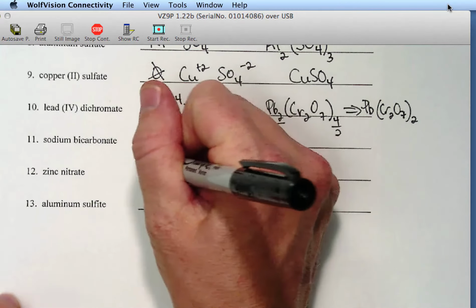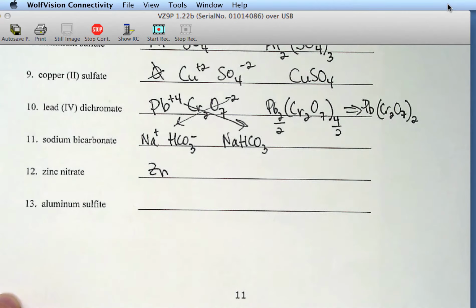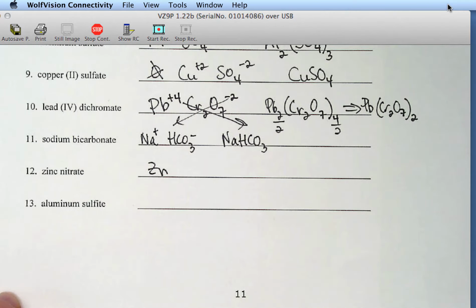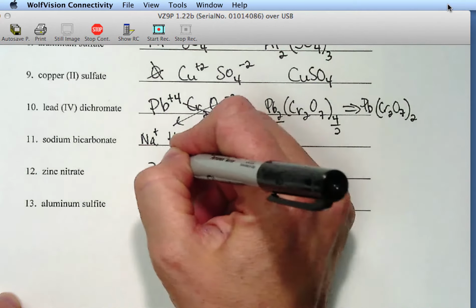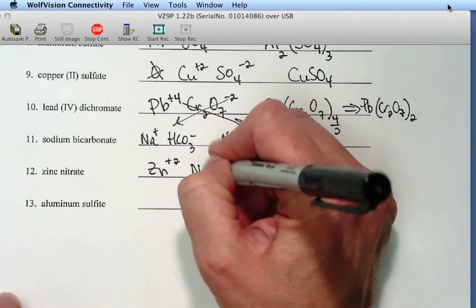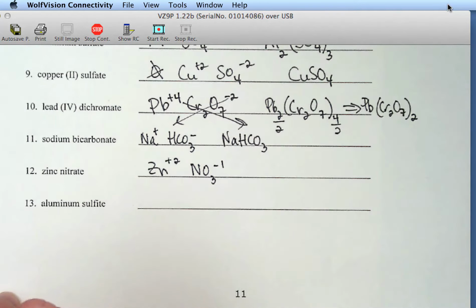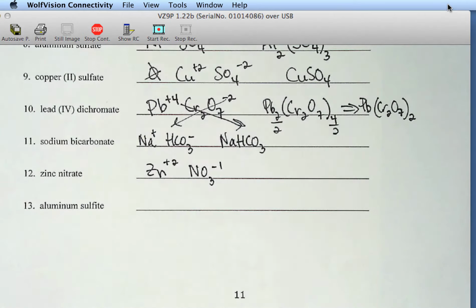Zinc nitrate. Zinc is a transition metal, but it's a transition metal that can only have one charge. So it's +2. So that's why it didn't say zinc 2 nitrate. It was zinc. Was it zinc, silver, and what was it? Zinc, silver, and the long one. Yeah.